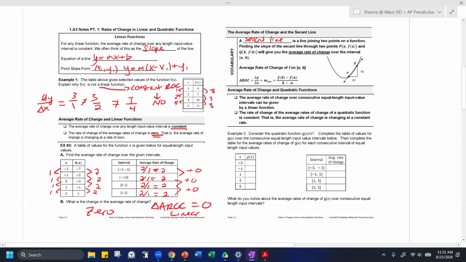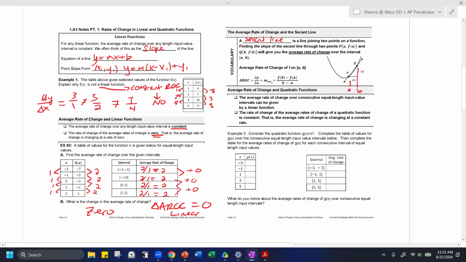So you have P at (a, f of a) and Q at (b, f of b). These are our two points right here. The slope will give you the average rate of change over the interval from a to b. This one is at a, this one's at b. Your intervals define your x's. And so average rate of change, again, is just change in y over change in x, which is m secant.